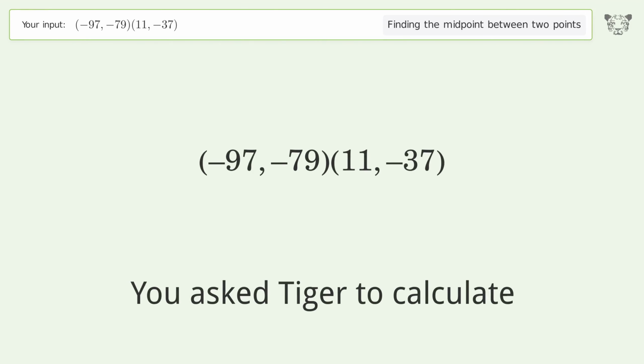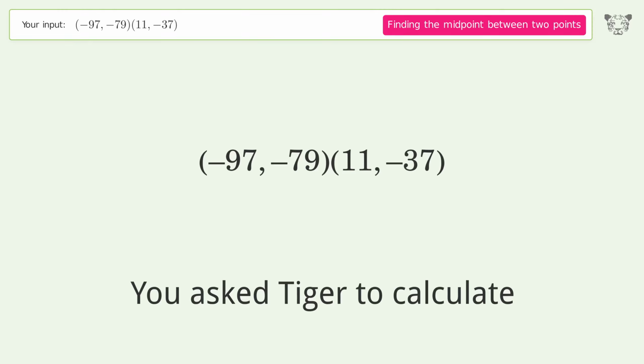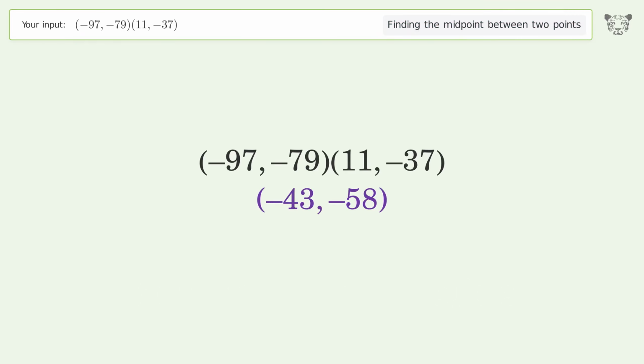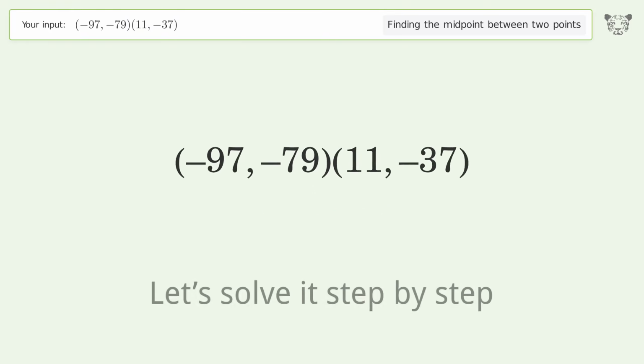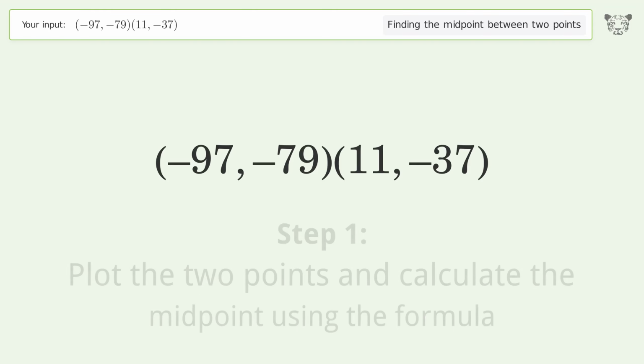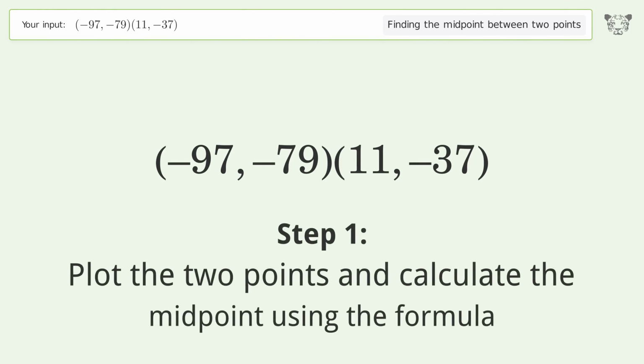You ask Tiger to calculate. This deals with finding the midpoint between 2 points. The midpoint between the 2 points is -43, -58. Let's solve it step by step. Plot the 2 points and calculate the midpoint using the formula.